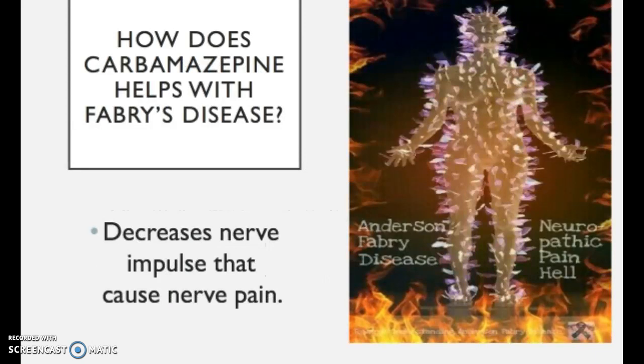How does carbamazepine help with Fabry's disease? Well, it helps by decreasing nerve impulses that cause pain. Now, I may be reaching on this image to the right, as it depicts an individual who is experiencing a burning sensation and it feels like hell.